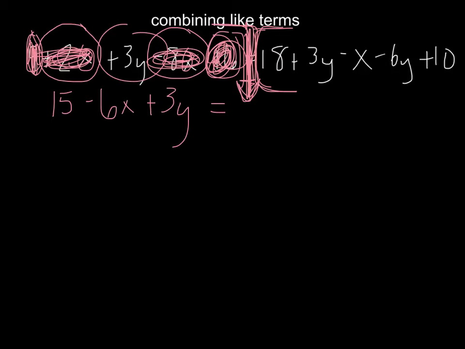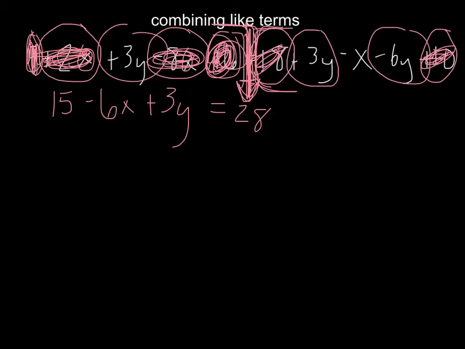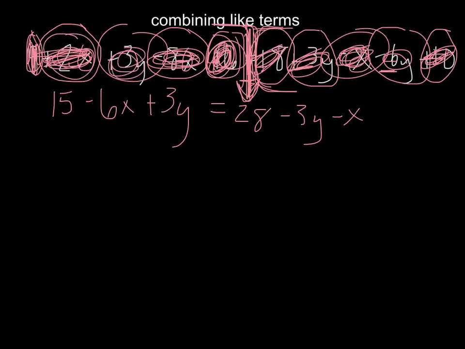I bring down my equal sign. What combines with 18? Plus 10. So that's 28. Okay, cancel those out. What combines with positive 3y? Negative 6y. So I do positive 3 minus 6, which is negative 3y. Cancel them out. The only thing left is minus x. Now, see, I've circled and marked out every single monomial within this entire polynomial. Okay? So I can cancel those out, and I know I didn't miss any. Now this is my new equation right here, okay?